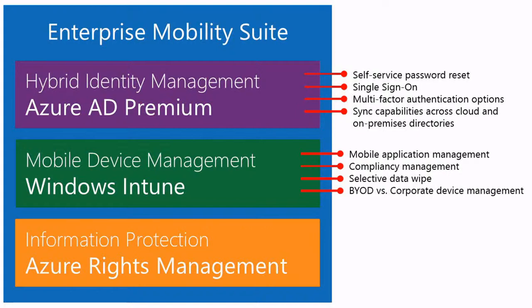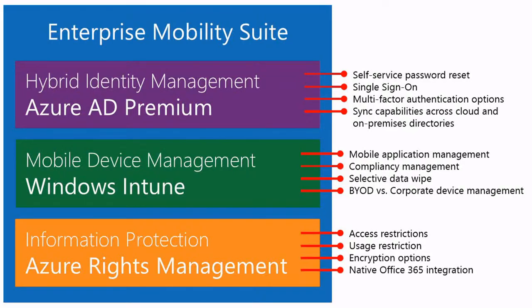And last but not least, we have Azure Rights Management, or RMS, for information protection. RMS is designed to make sure that content such as documents or spreadsheets, or even things like CAD drawings, are protected no matter where they go, whether they're in transit or at rest. RMS supports access restrictions, usage restriction, encryption options, and native Office 365 integration.